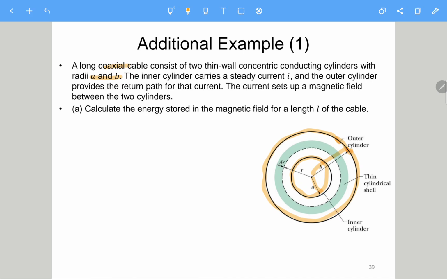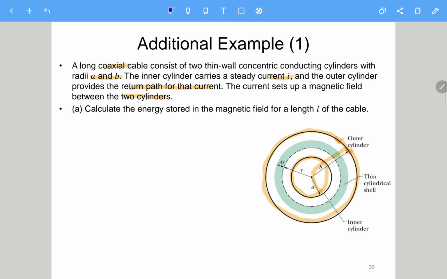So the inner cylinder carries a static current I, and the outer cylinder provides the return path for the current. The current sets up a magnetic field between the two cylinders. Calculate the energy stored in the magnetic field for a length L of the cable.